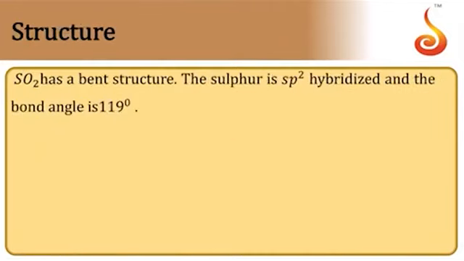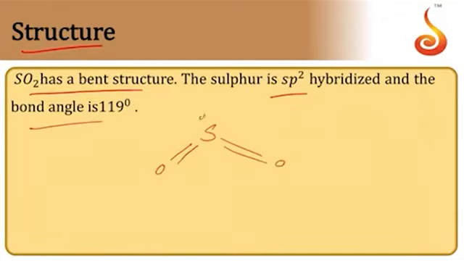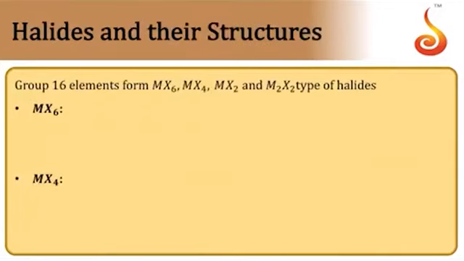Now coming to the structure. The structure of sulfur dioxide has a bent shape. Sulfur has two double bonds to the oxygen atoms and a lone pair upon it. Sulfur is undergoing sp2 hybridization and the bond angle is 119 degrees. So it is a bent shape and sp2 hybridized molecule.